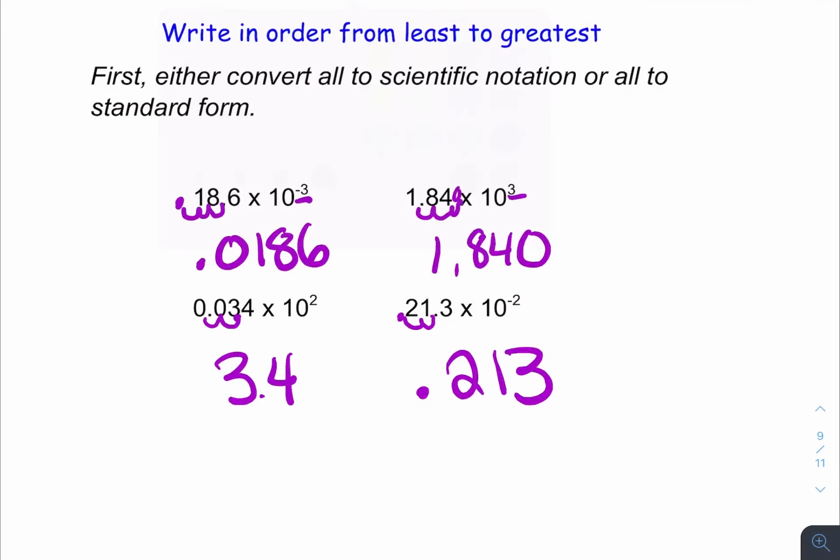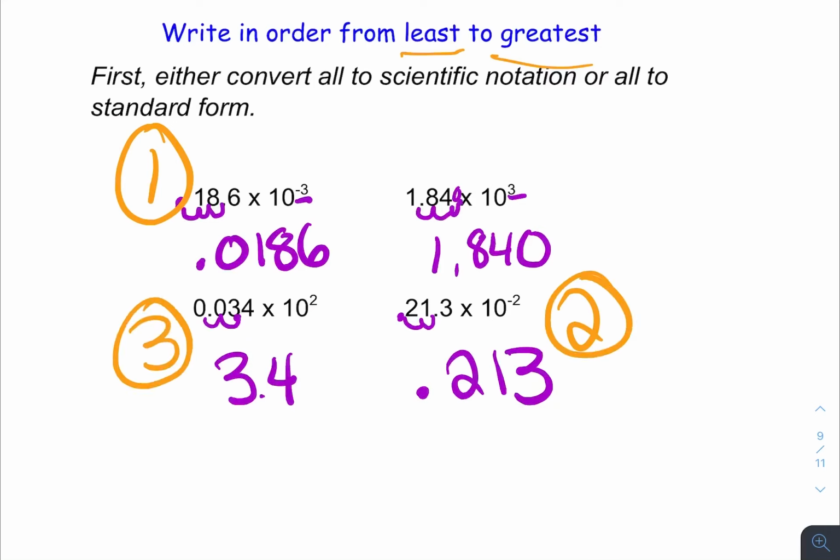So if I'm asked to order from least to greatest, right, least would be the smallest one here. So that would be this one right here. Now as I'm getting larger, right, it'd be this one down here, followed by this one. And then this is our greatest of the 4 values.